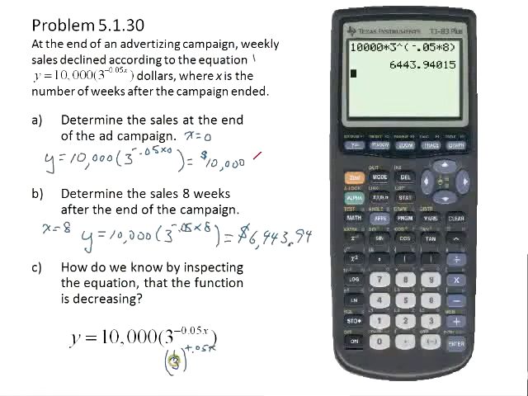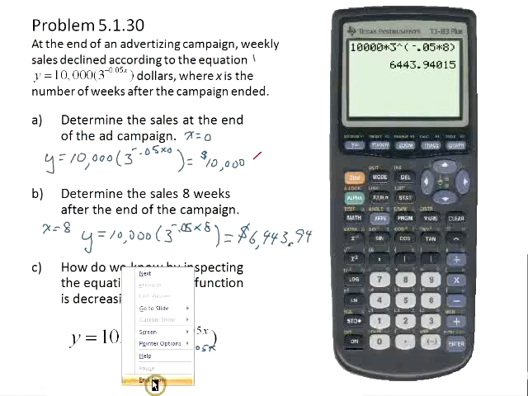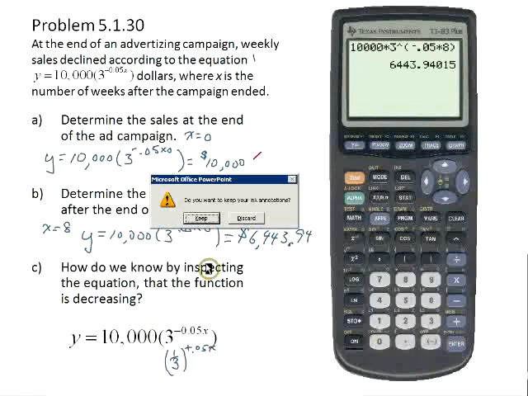Now I have, this is supposed to be a 3. Since I have a fractional base less than 1, it would be decreasing. So either way you look at it, a base greater than 1 to a negative exponent is going to be decreasing, or a base between 0 and 1 to a positive exponent is going to be decreasing. And so that's how we can tell. This completes problem number 30 from section 5.1.